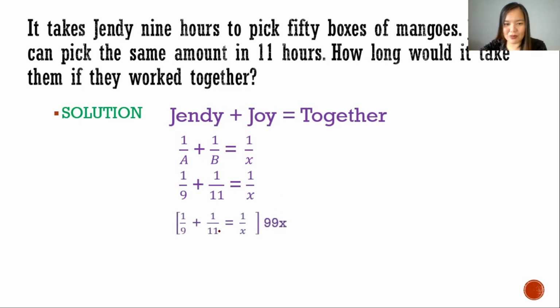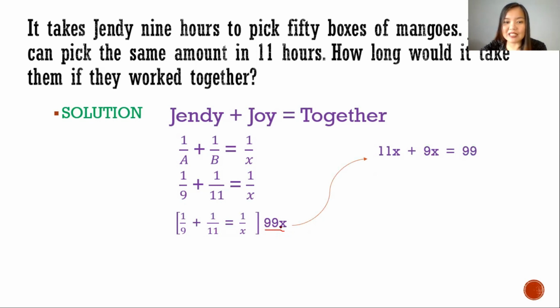Okay, this is now my solution. Why did I have this one? Because we have to make this as a linear equation. Linear equation lang dapat ito. But in this form, naka-rational na siya. But by the help of the LCM or the LCD, which is 99x, we can simplify that as 11x plus 9x equals 99.